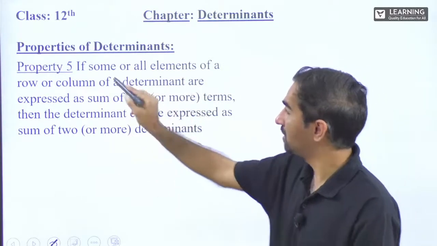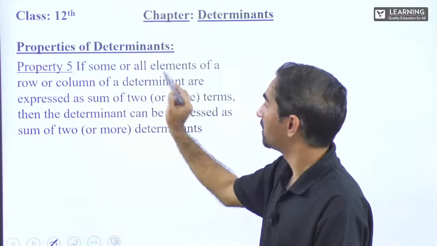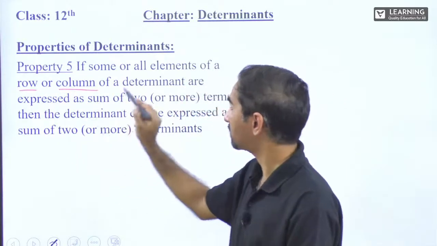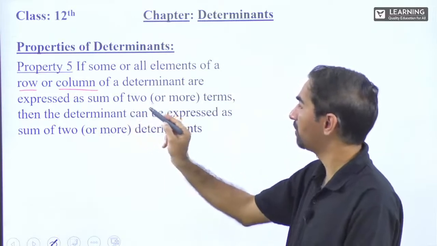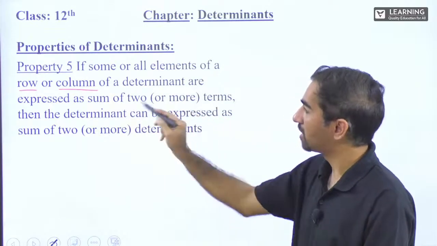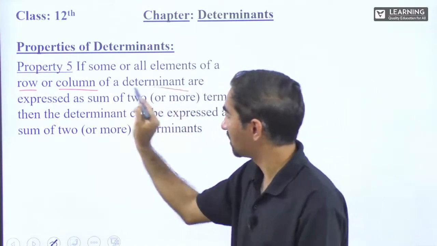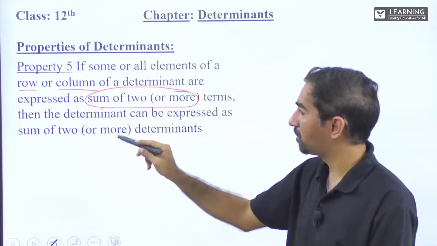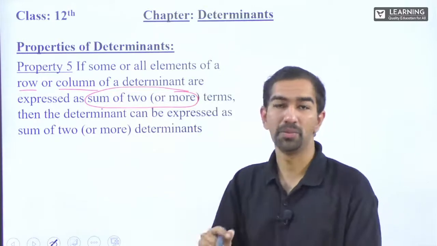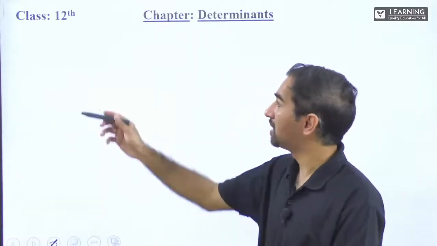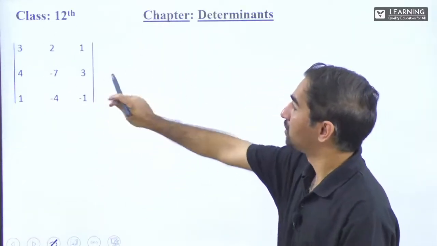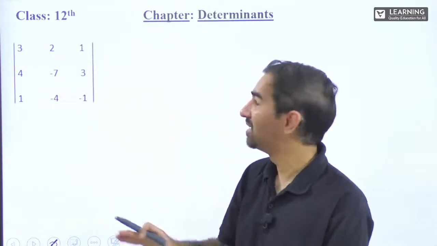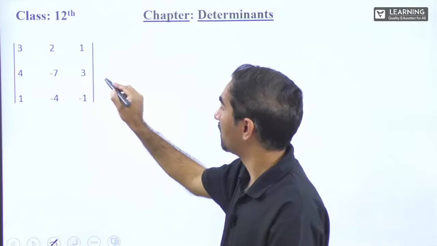Means, so just see here, if some or all elements of a row or column of a determinant are expressed as sum of 2 or more terms. Sum of 2 or more terms means, so this I will be showing you in an example. Then the determinant can be expressed as sum of 2 or more determinants, which means, for example, let us have a determinant here. So this is one determinant and this determinant is having one value. Alright. Now we are going to apply property number 5 on this.